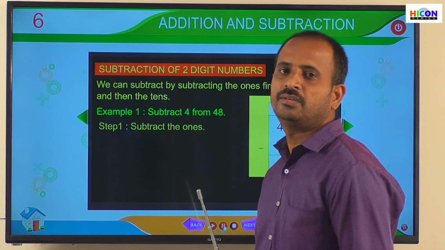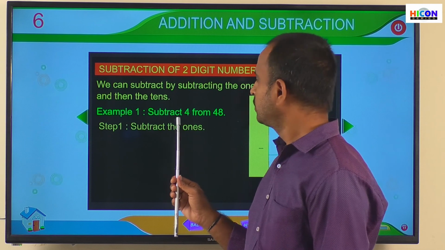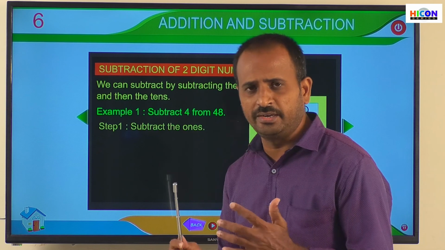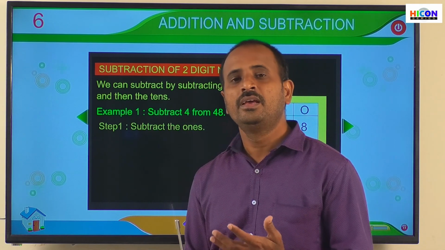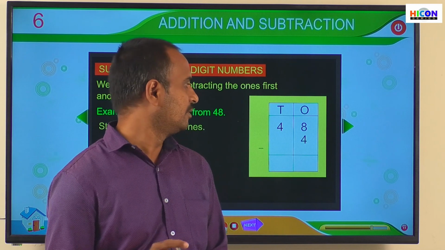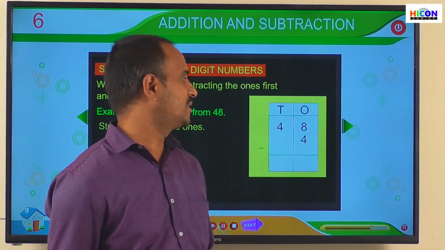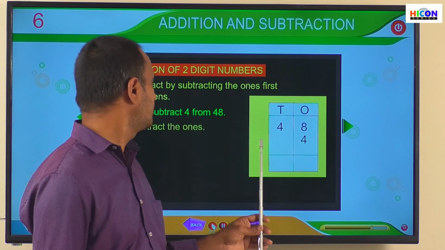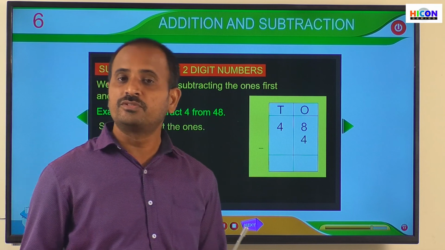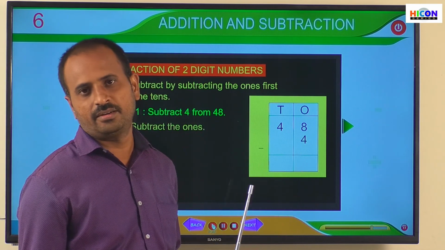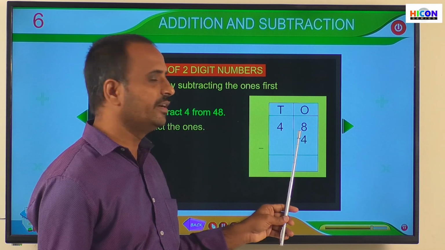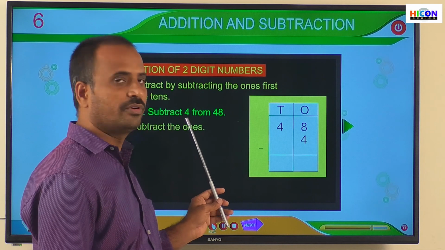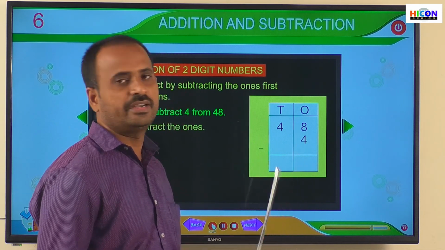Subtract 4 from 48. Here, the first number is 4 and another number is 48. First write the two numbers one below the other as shown on the screen. Children, look at the screen carefully. First you have to write the greater number first. Among 4 and 48, which one is greater? 48 is the greater, so write 48 first and write the next number below it. What is the next number here? 4. So write 4 below the 48.